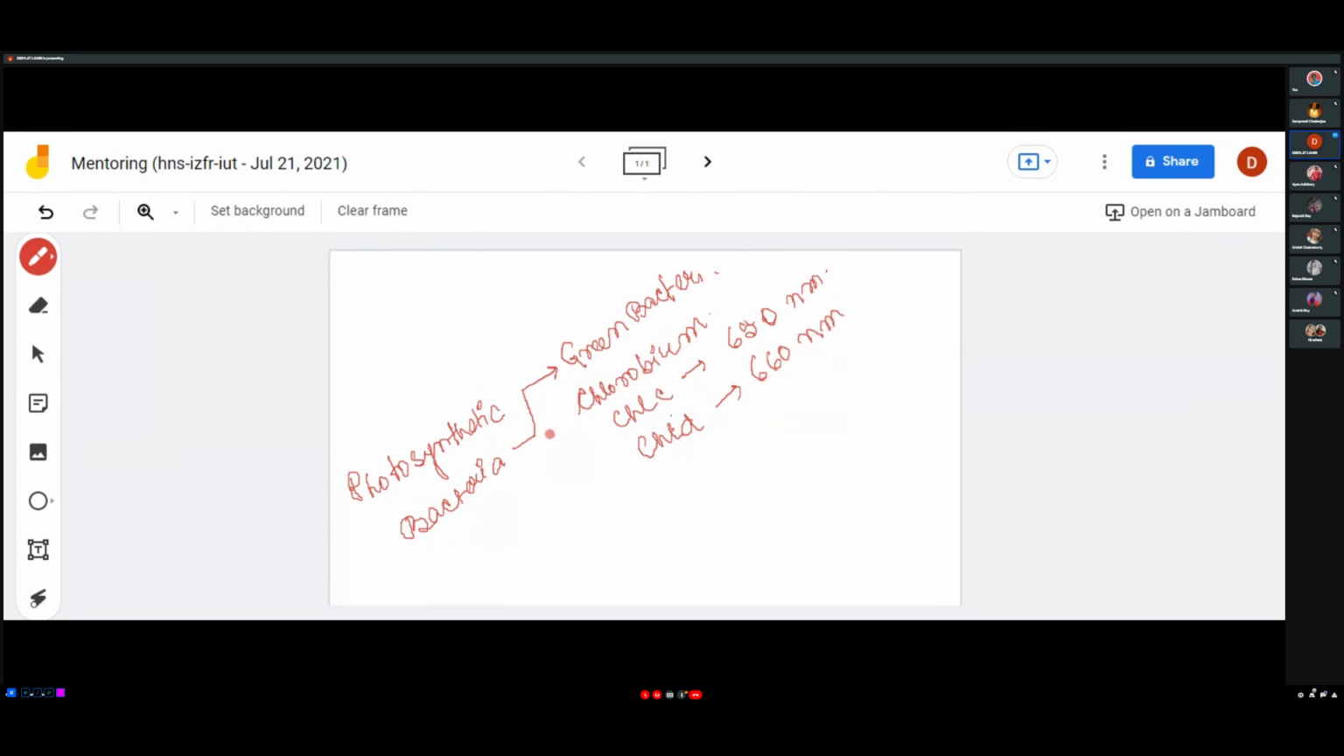Now, there is another type of bacteria, which is said to be the purple bacteria. And this purple bacteria contains bacteriochlorophyll, and it possesses an absorption spectra near about 800 nanometer. Please write it down.